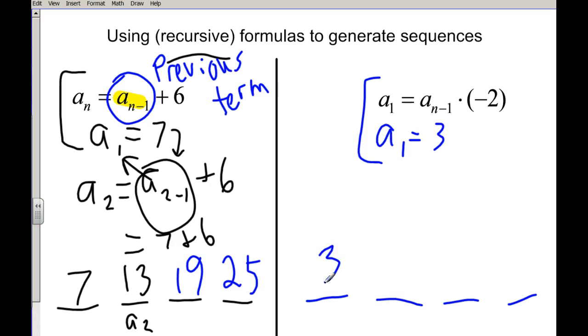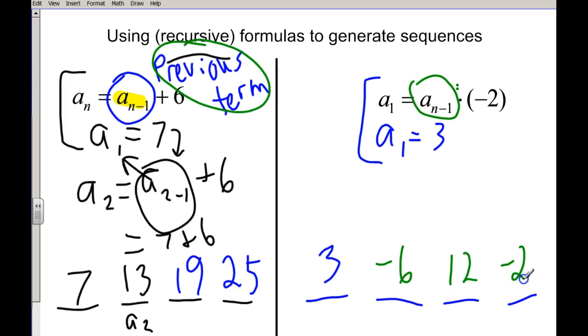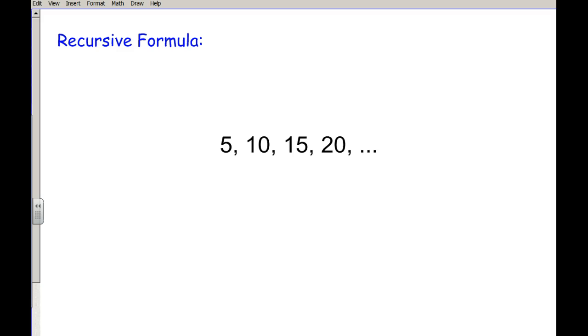The second term, again, all you're doing here is you're basically saying this is the previous term, right? So if I want to find out this second term, I take the previous term, which is 3, and multiply it by -2, I get -6. To get the next term, I take -6, multiply it by -2. Again, this is the previous term right there. So -2 times that is 12, times -2 is -24, and so forth. That's how we build a recursive sequence.